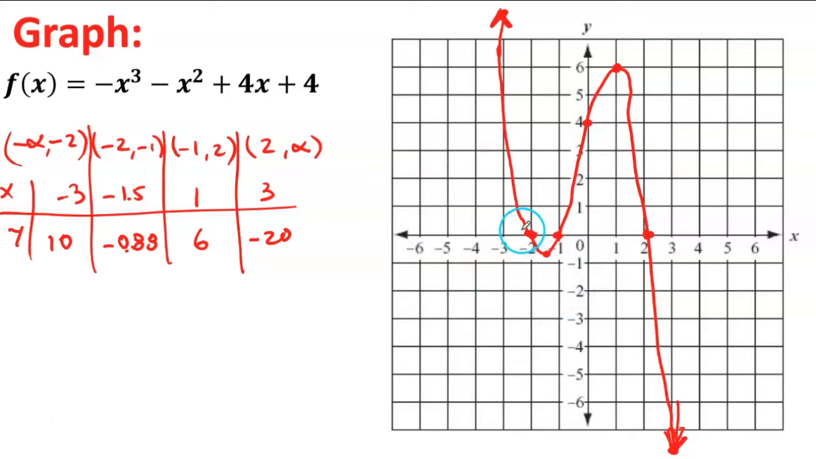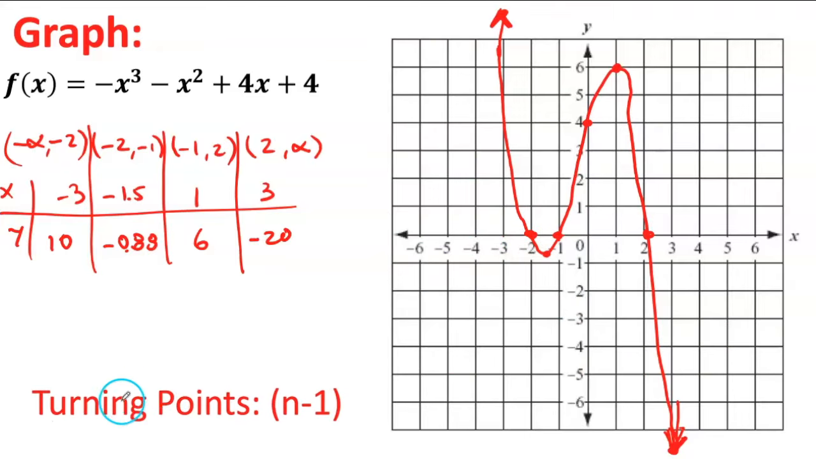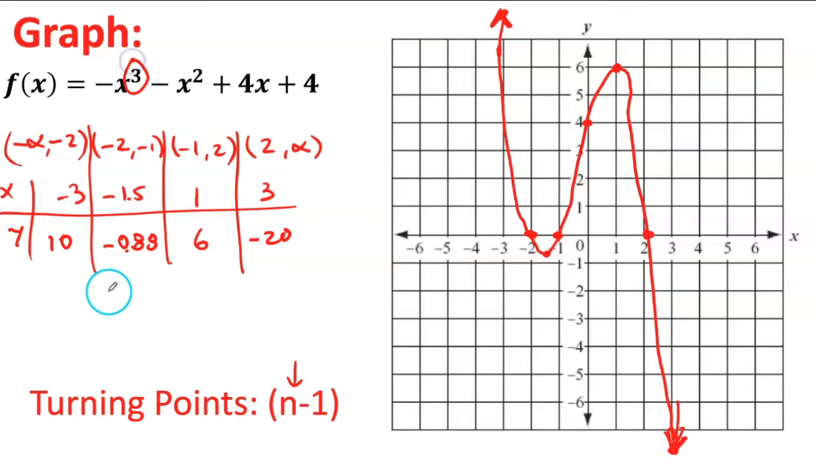Now that I have my sketch of the graph, it's a good thing to talk about my turning points. n is the degree of the function, 3. So 3 minus 1 is 2. So turning points are when my graph turns directions. Here it is going down, down, down, and then it goes up. So here, this is a turning point, goes down and then up.